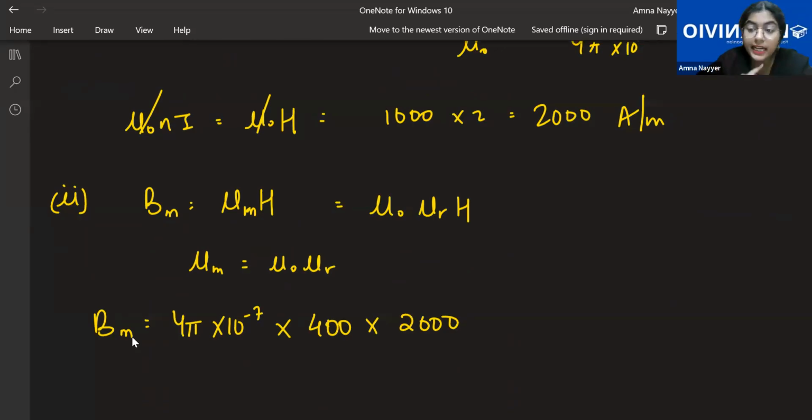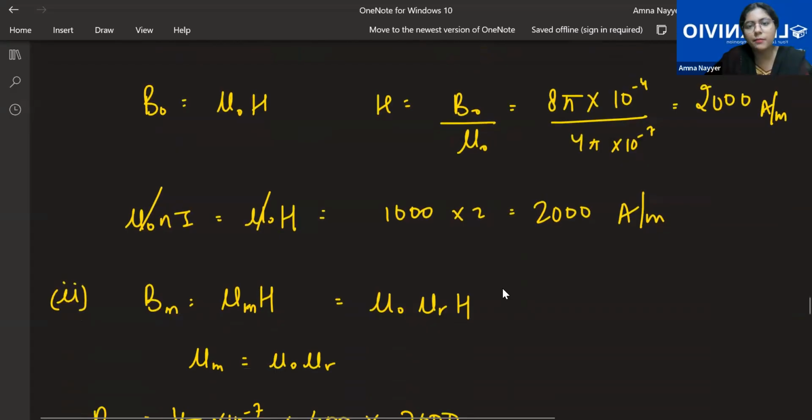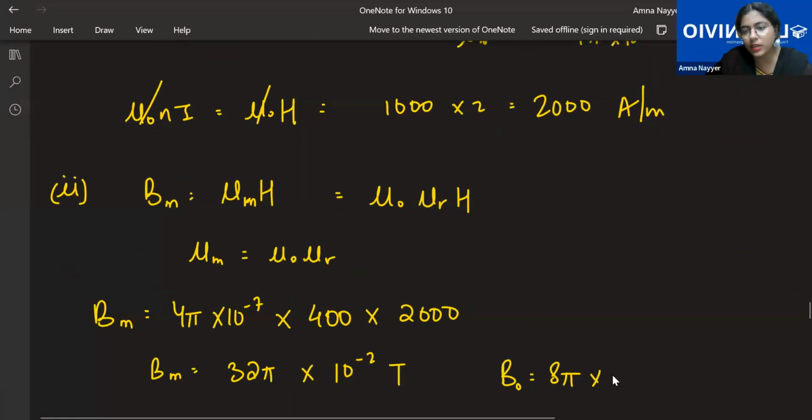But that's not the net magnetic field. Remember, when initially we started the class, I told you my net magnetic field is due to internal as well as the external factors. So when we consider that, this will be equal to 32 pi into 10 to the power minus 2 Tesla. This is the magnetic field in the medium. And the magnetic field due to air, what did we get? 8 pi into 10 to the power minus 4 Tesla.